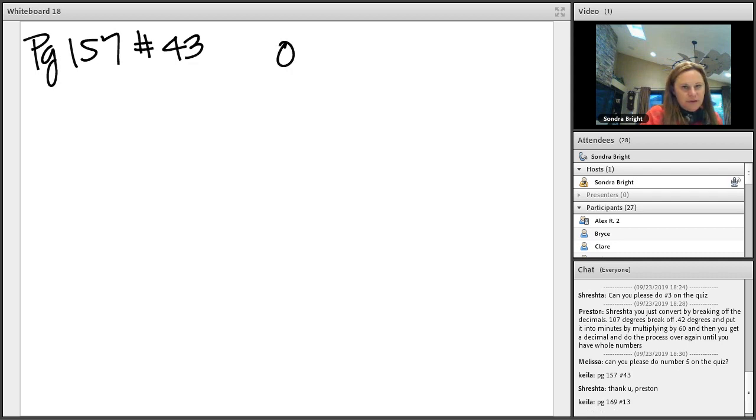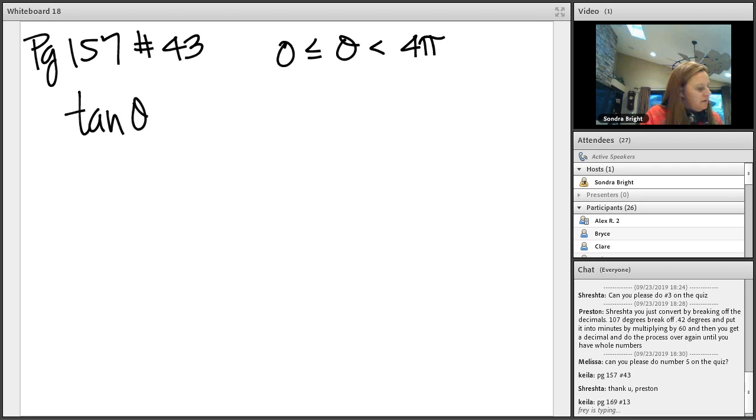All right, so they tell you theta is between 0 and 4 pi. That means you're going around the circle twice. Find all the values for theta in which tangent of theta is equal to -1 and sine of theta is less than 0. Okay, so when is tangent of theta equal to -1?